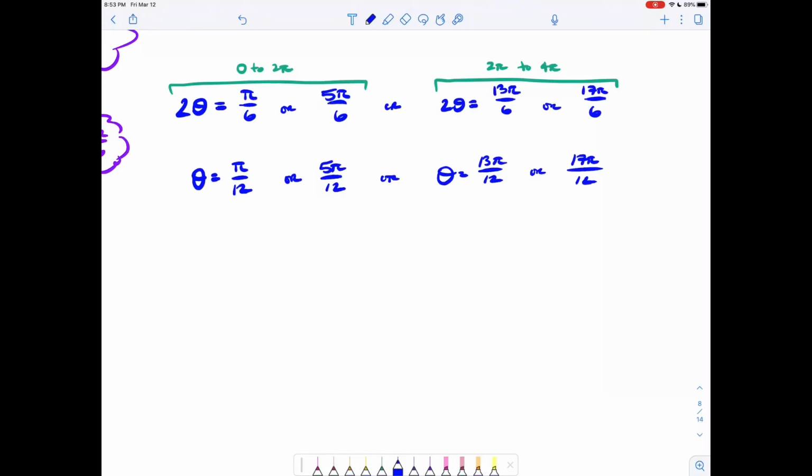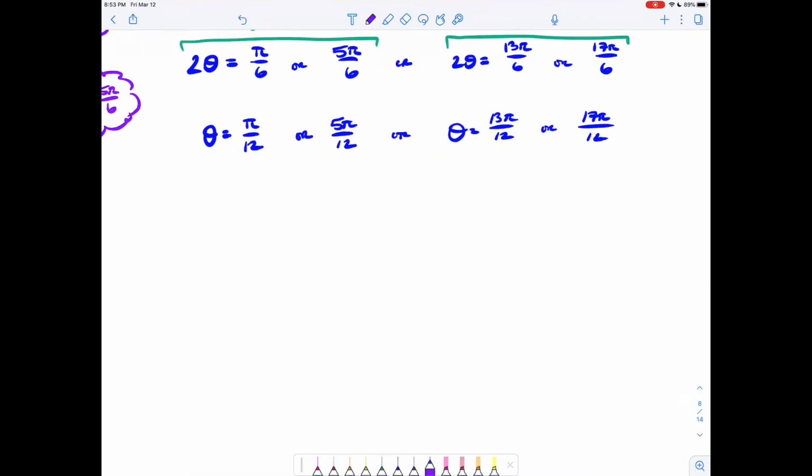So we've got all those options. If you want a nice formal concluding statement, that would be handy. And we can say that theta has to be something from that collection.